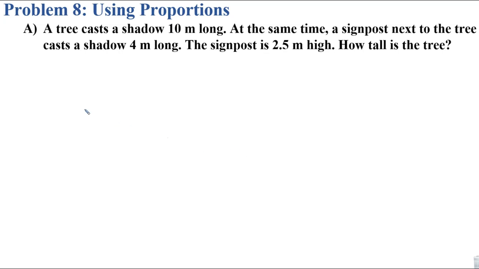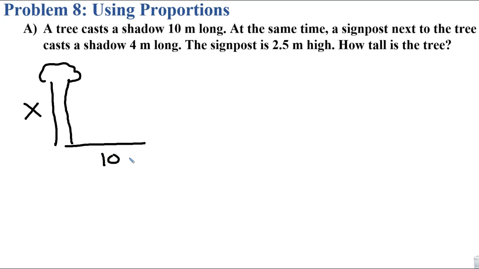So what we have happening here is we have a tree where we don't know how tall it is. We'll call that x, but we can measure its shadow very easily. We'll say the shadow measures 10 meters. And at the same time, we've got a sign that is 2.5 meters high that casts a 4-meter shadow. Again, this relationship should be proportional. We should have the same ratio from height to shadow and height to shadow between the tree and the signpost.